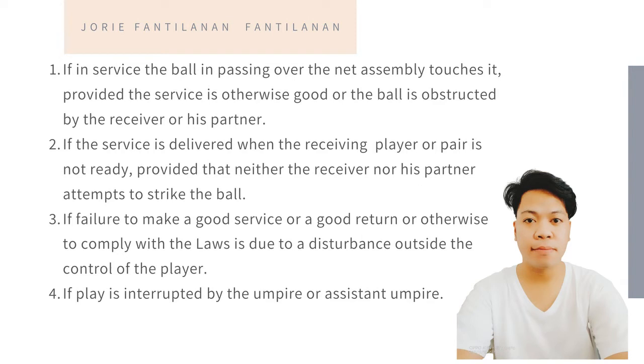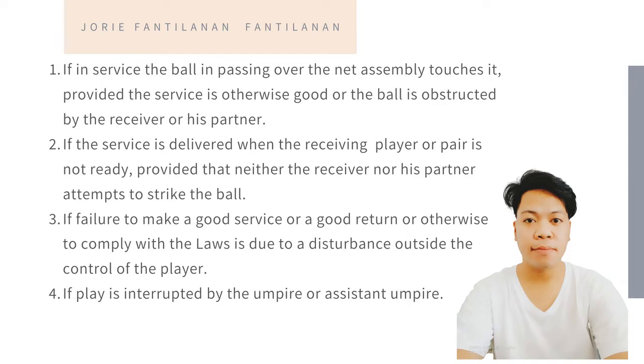Number 1. If in service the ball in passing over the net assembly touches it, provided the service is otherwise good or the ball is obstructed by the receiver or his partner. Number 2. If the service is delivered when the receiving player or players is not ready, provided that neither the receiver nor his partner attempts to strike the ball. Number 3. If failure to make a good service or a good return or otherwise to comply with the laws is due to a disturbance outside the control of the player.